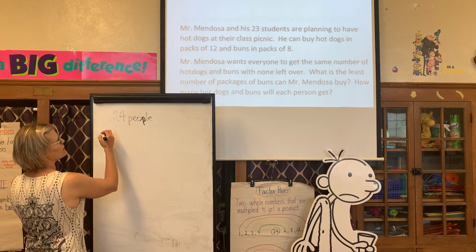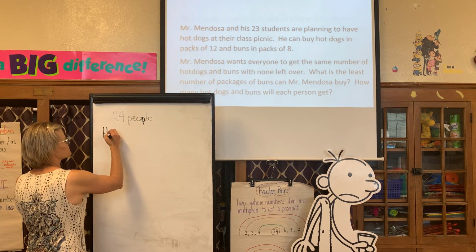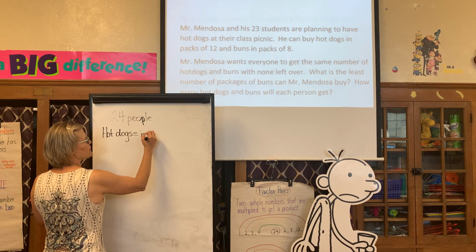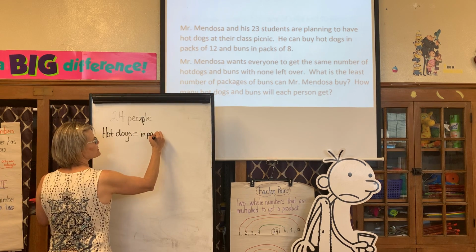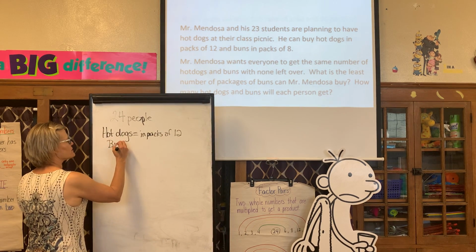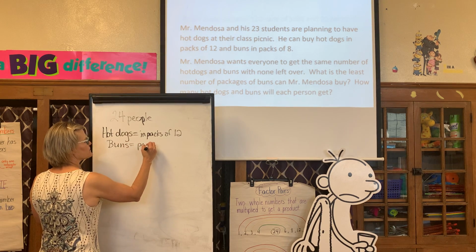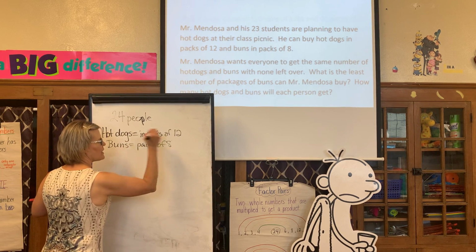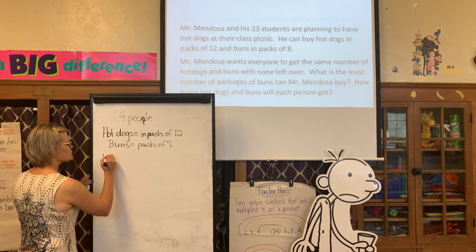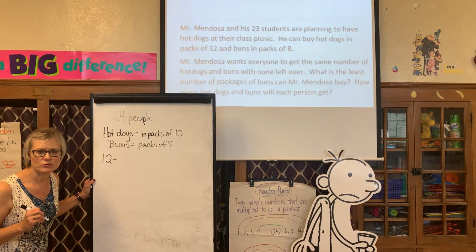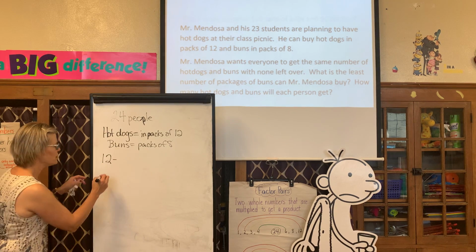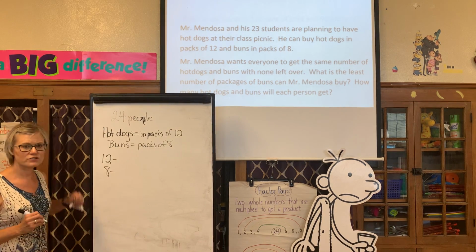So I need to write down here, we've got hot dogs, so we keep all of this straight. Hot dogs in packs of 12, and the buns come in packs of 8. So he's making his grocery list. We need to help him out. So here we go. Remember, we're finding multiples. We're getting more packs, so we need to multiply and get more of the hot dogs and buns. So we're going to start with 12.